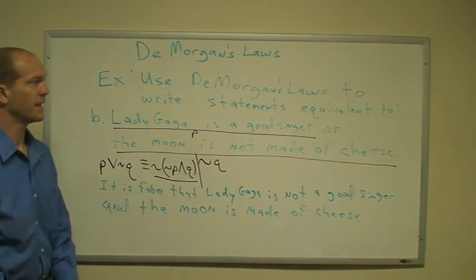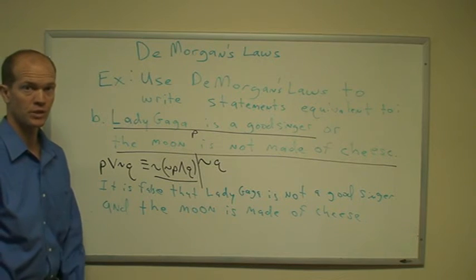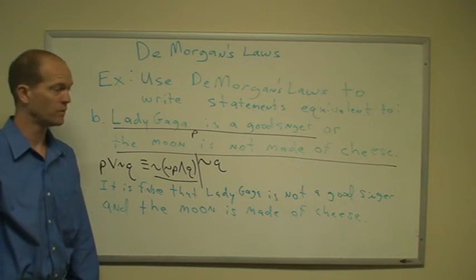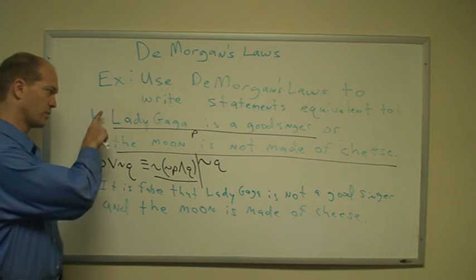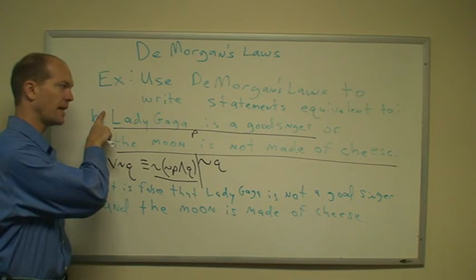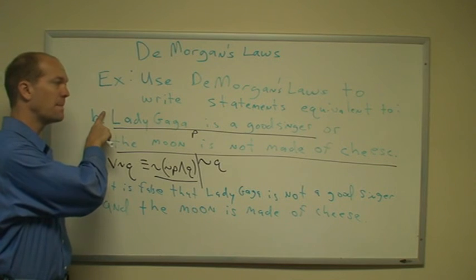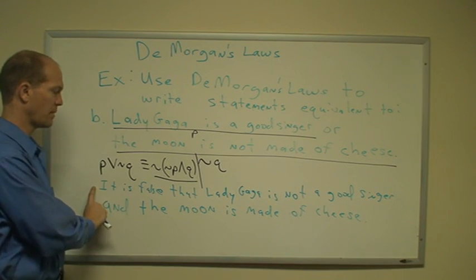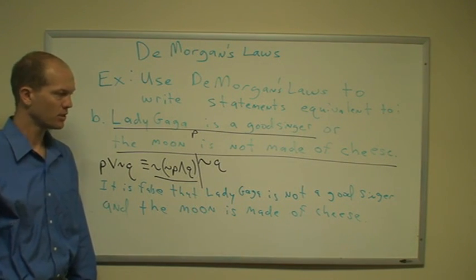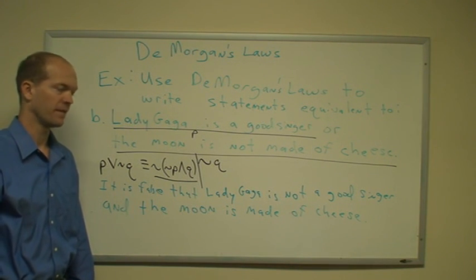And I think that's again another example of using De Morgan's laws to write actual equivalent statements. To reiterate, what we're saying here is that Lady Gaga is a good singer, or the moon is not made of cheese, has a logically equivalent meaning to the statement, it is false that Lady Gaga is not a good singer, and the moon is made of cheese.